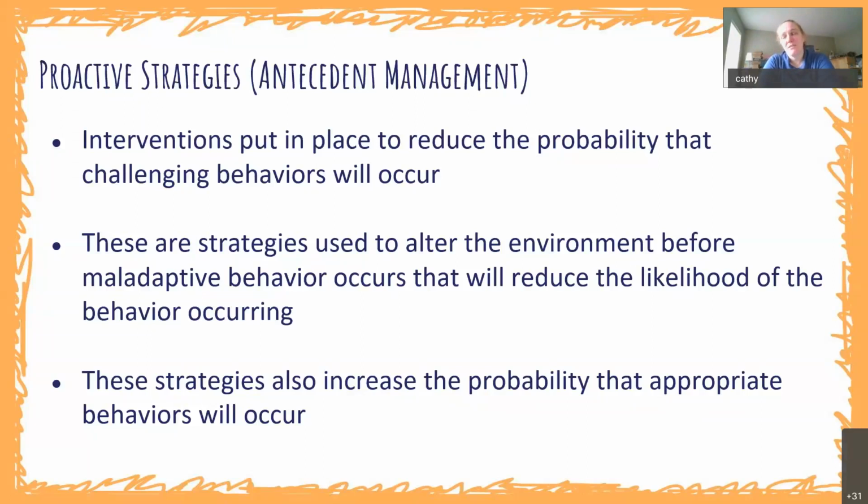And also helping them to learn how to deal with those different things and tolerate those changes and all of that stuff. So antecedent management are interventions that we put in place to reduce the probability that those maladaptive or challenging behaviors are going to occur. We're altering that environment before that behavior occurs to reduce the likelihood. And these are things that you can put in place to really support throughout as long as needed.